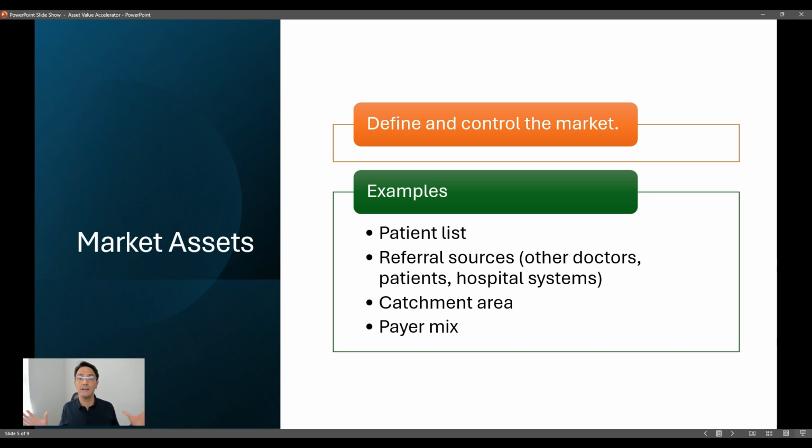And also your catchment area. If you're practicing in an area where a lot of people are living, millions of people ideally, or that is growing, and that have the means to afford medical services. Unfortunately, that's the reality of our country. Not everybody has access to medical care. So that takes us to the next market asset, which is your payer mix. A practice that has a good payer mix, meaning low HMO, is going to be valued better than one that is highly HMO or poor payer mix.